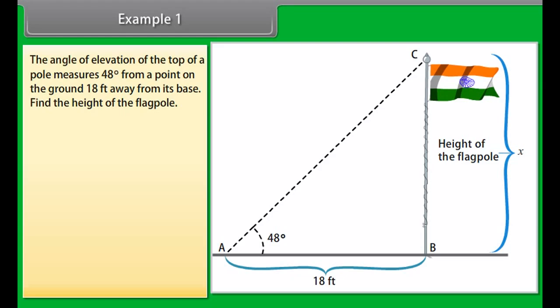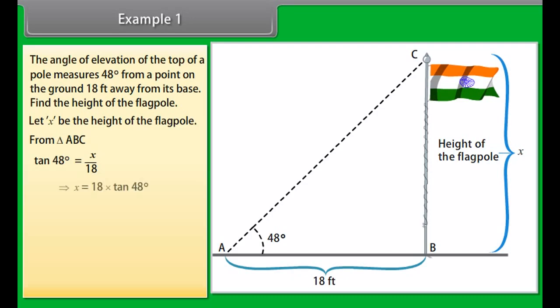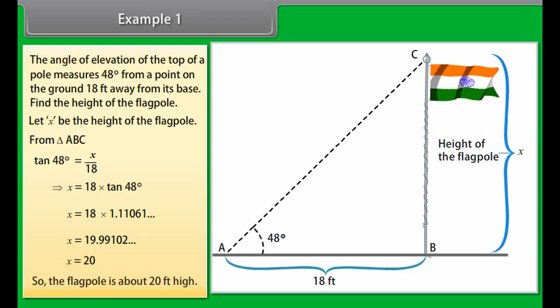Let's first visualize the situation. Let x be the height of the flagpole. From triangle ABC, tan 48 degrees is equal to x upon 18, which implies that x is equal to 18 into tan 48 degrees, which equals 18 into 1.11061 and so on, which is equal to 19.99102 and so on, which equals about 20. So the flagpole is about 20 feet high.